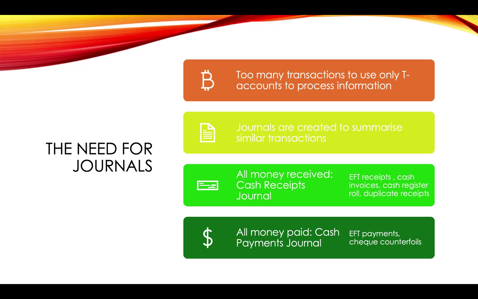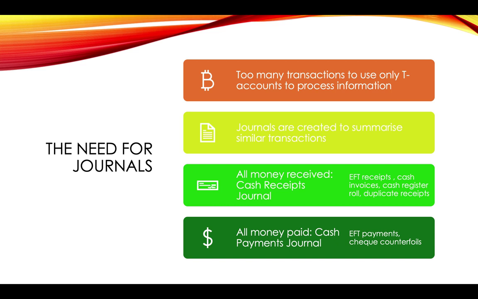In other words, if we take all the source documents relating to our cash receipts and put them in a pile, we can then summarize all of those documents in something called a cash receipts journal. In the same way, we can take all the source documents that relate to the payments made and put them into something called a cash payments journal.